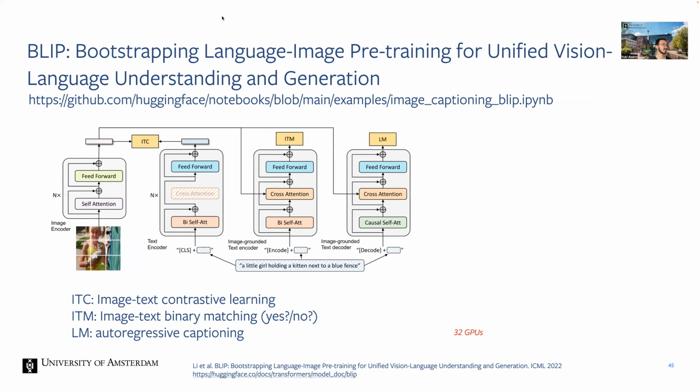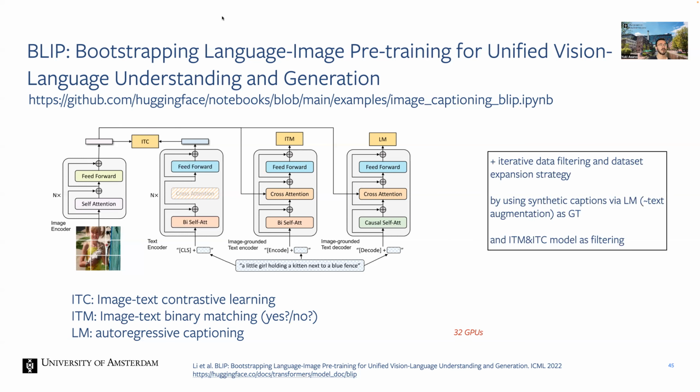And that way you can sort of understand what this model is doing. It's basically doing everything, right? Similar to COCA, but it also has this ITM, which simply gives you a yes/no answer. All right, and that's why the paper is called bootstrapping. It has this iterative data filtering and data set expansion strategy, where they first train on a really clean data set, and then they can generate synthetic captions via the language model. These synthetic captions, you can again sample with a higher temperature, so you get quite some variance out of it.